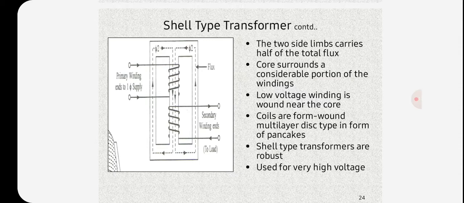The two side limbs carry half of the total flux. The core surrounds a considerable portion of the windings. The low voltage winding is wound near the core. Coils are form wound, multilayer disc type, in the form of pancakes. Shell type transformers are robust and used for very high voltage.